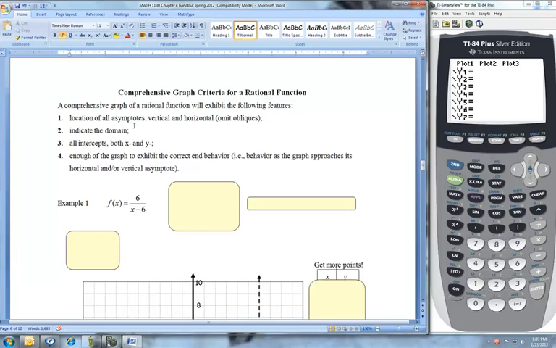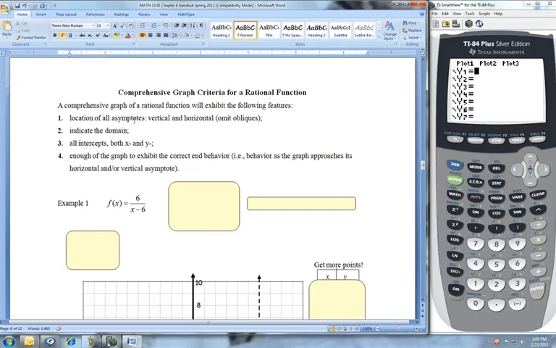Okay, here's the two examples I promised you. First thing, we're going to look at what we would need for graphing a rational function. So I've got the comprehensive graph criteria for a rational function. It says a comprehensive graph of a rational function will exhibit the following features, or should exhibit.